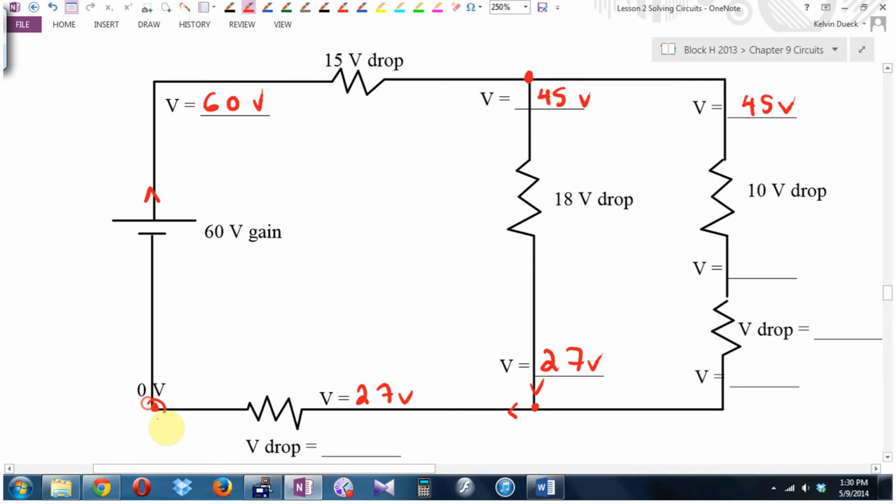How high are we right here? So what must we have lost going through this resistor? Must have. If you put a voltmeter across that resistor, it would register 27 volts.